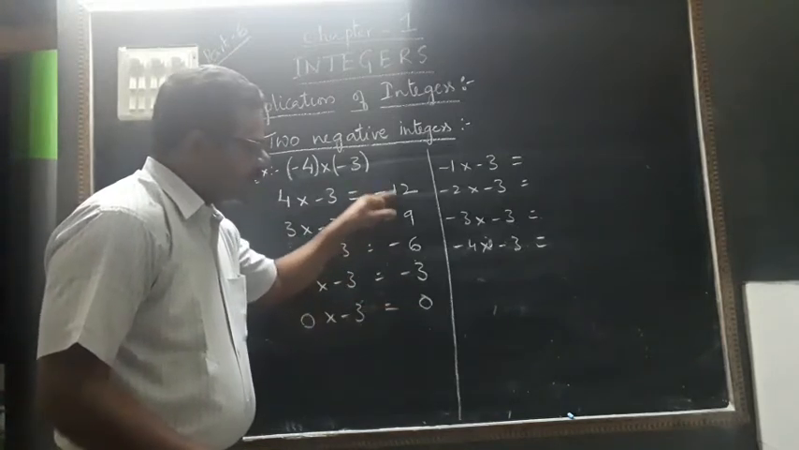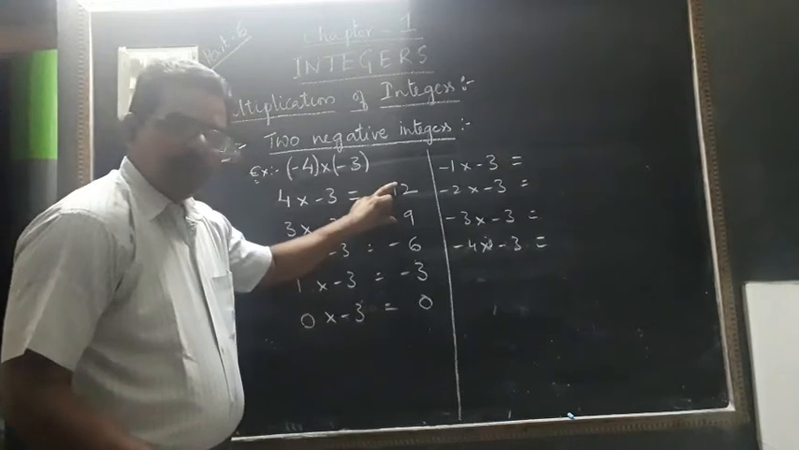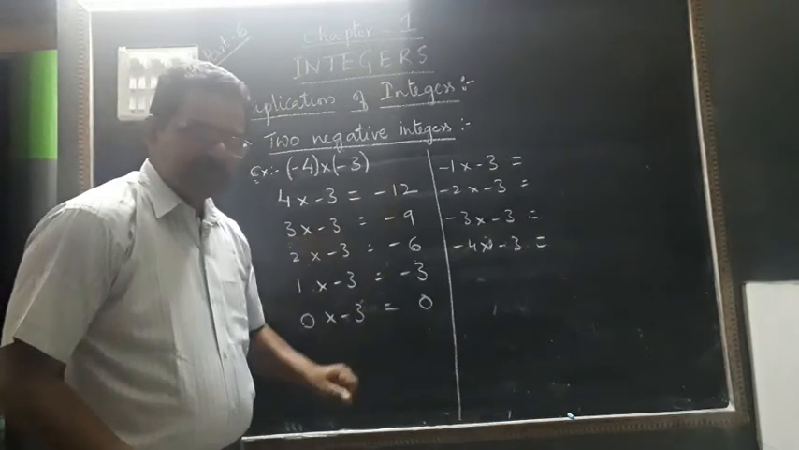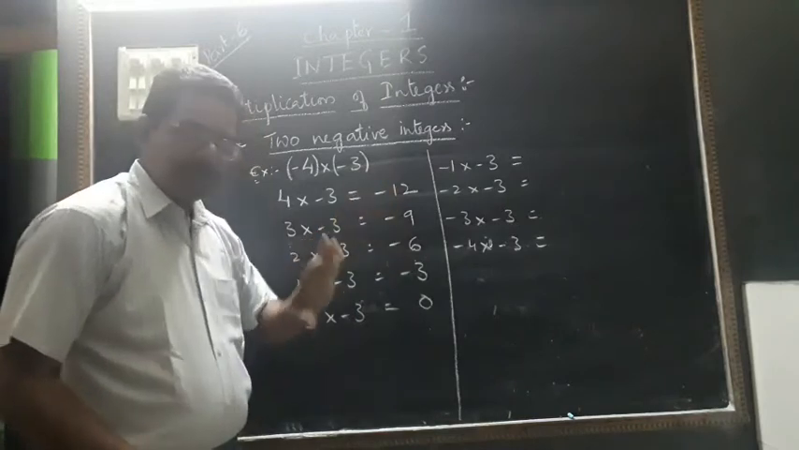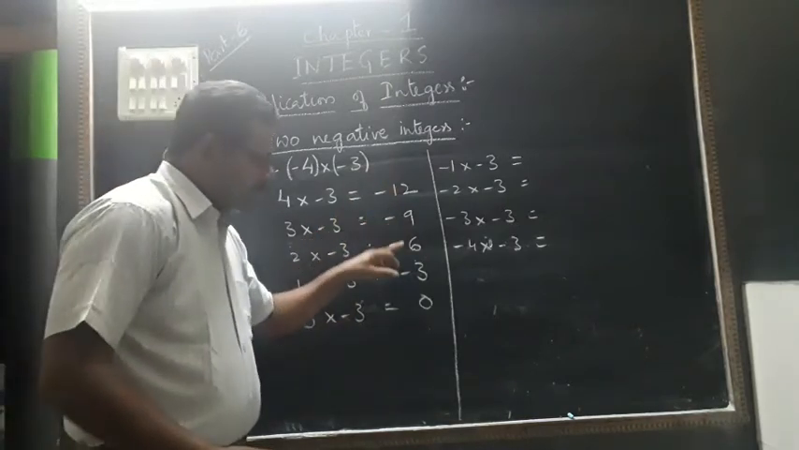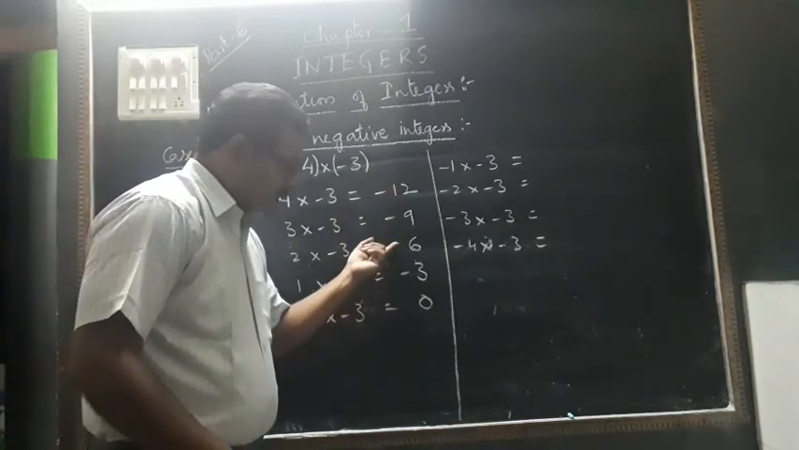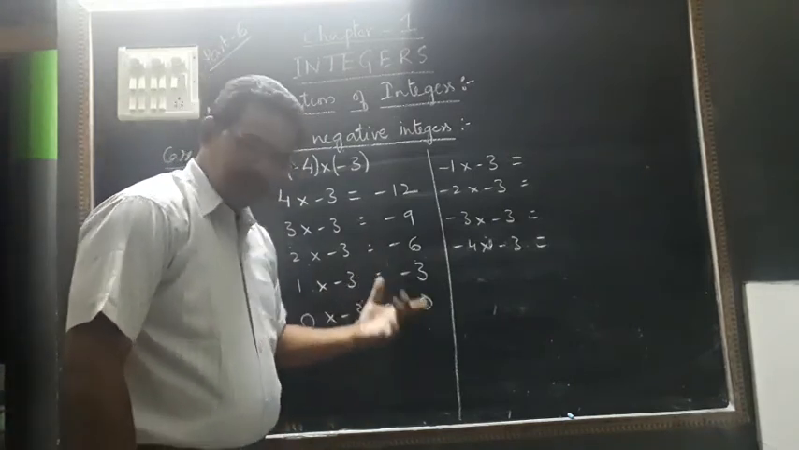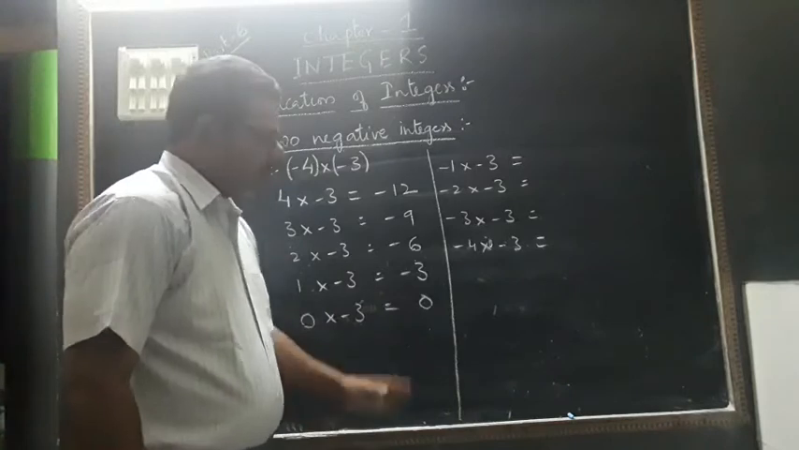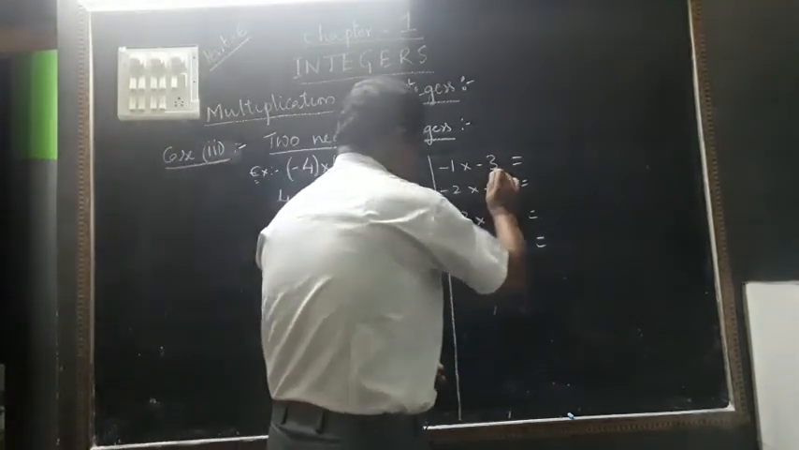If you observe the difference between any two results, you get 3. Minus 12, minus 9: in between there are 3 numbers. Minus 9, minus 6: 3 numbers. Minus 6, minus 3: 3 numbers. Minus 3, 0: 3 numbers. Okay. Like that. Minus 1 into minus 3.